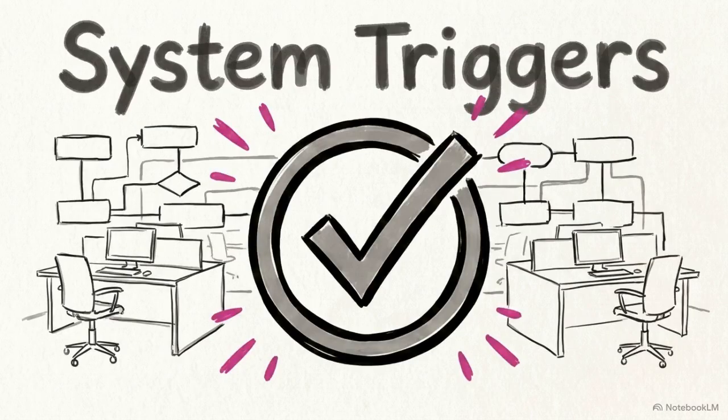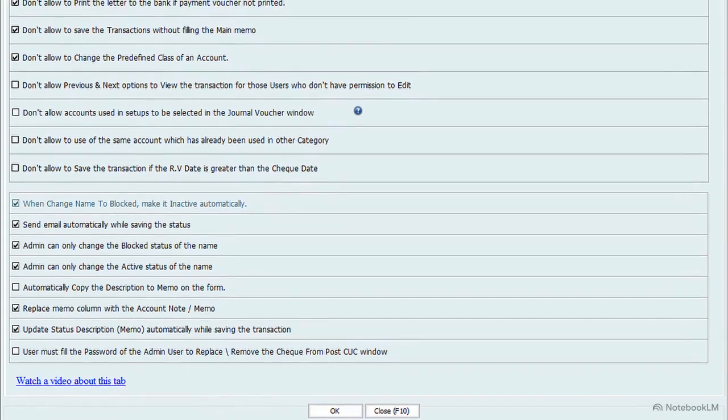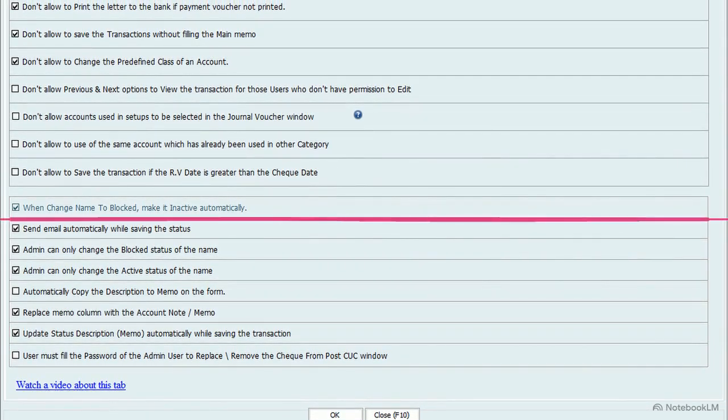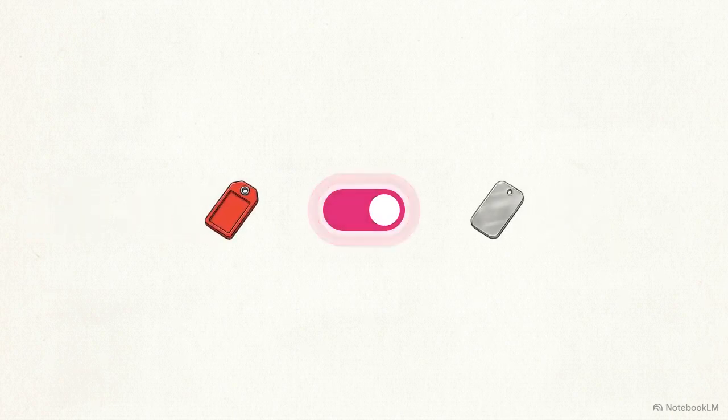With the primary safeguards in place, we can now configure the system to handle routine status updates automatically. Focus on the lower section of the window, which contains automation and notification triggers. Usually, when an account name is blocked, an administrator must separately update the account status to inactive. Check the first box in this section so that blocking an account name automatically triggers the inactive status.